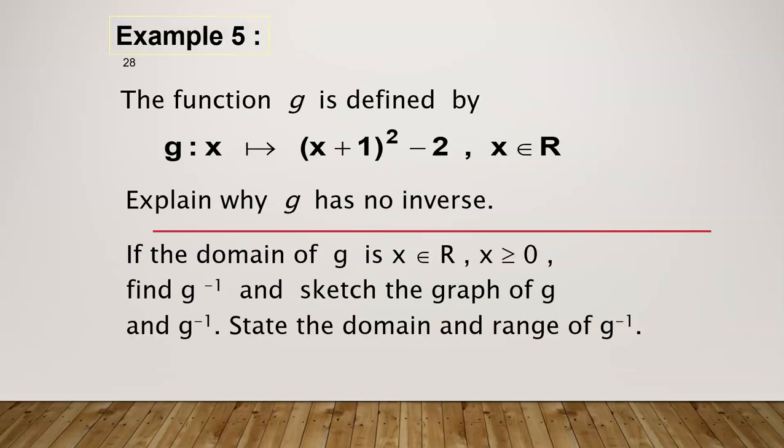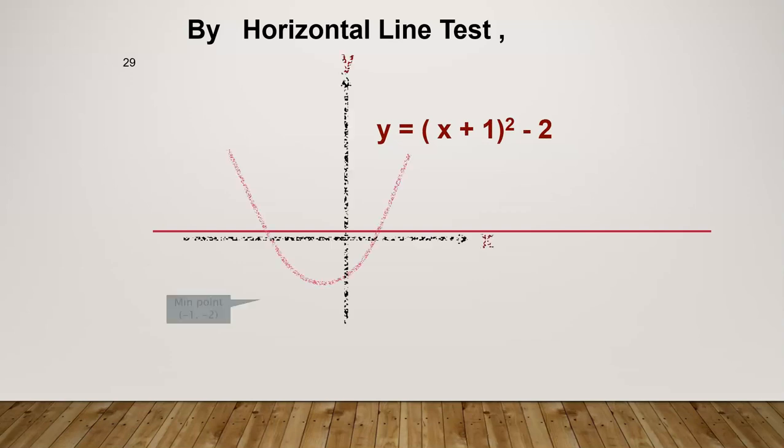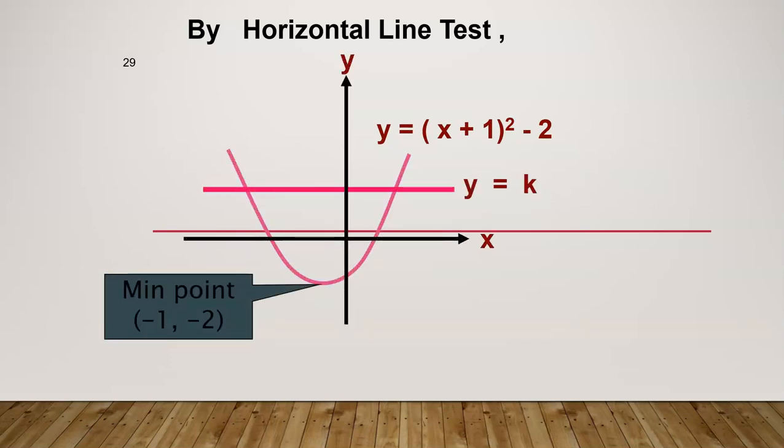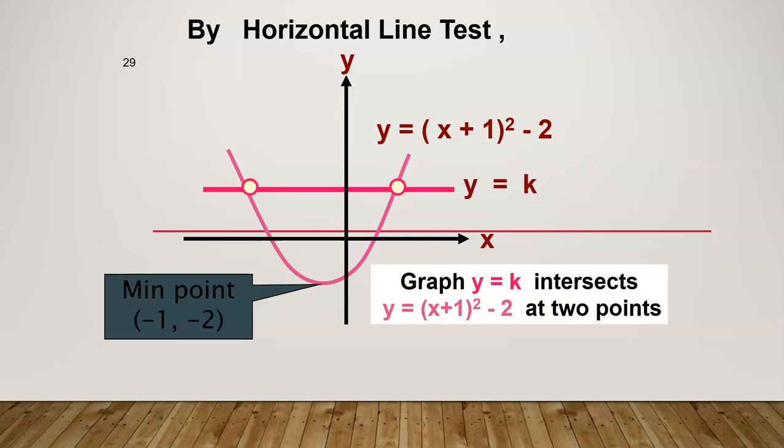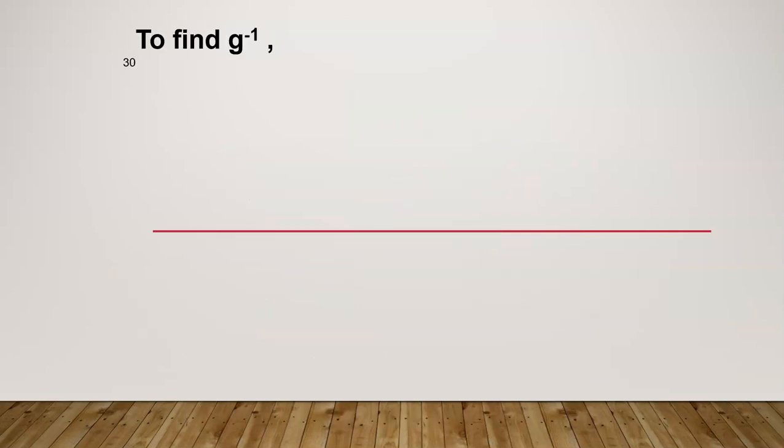Number 5, the function g is defined as g(x) equals (x plus 1) squared minus 2, x is a real number. Explain why g has no inverse. You can explain by using the horizontal line test. Since there are 2 points of intersection, g(x) is not a one-to-one function. So if it is not one-to-one, we can say that g has no inverse.